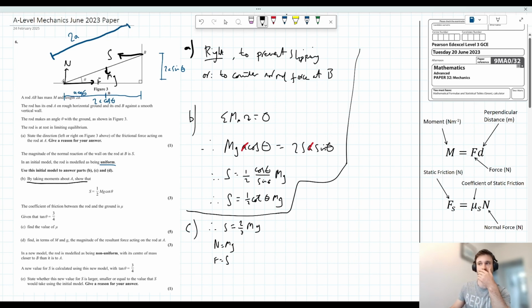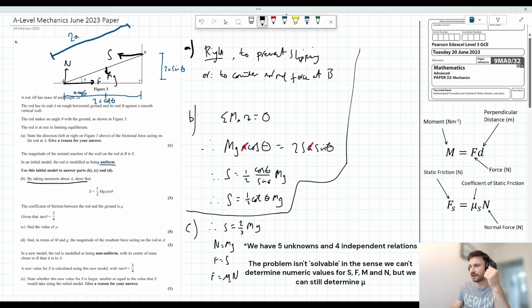What else do we have? We have the fact that our frictional force here is equal to our coefficient of static friction, which is what we're looking for here, times the normal force. So we can say F here is equal to mu N. Okay, so we have S. I'm counting the number of unknowns we have here. We have S, we have M, we have N, we have F, and we have mu. Okay, we have 5 unknowns by the feels of it.